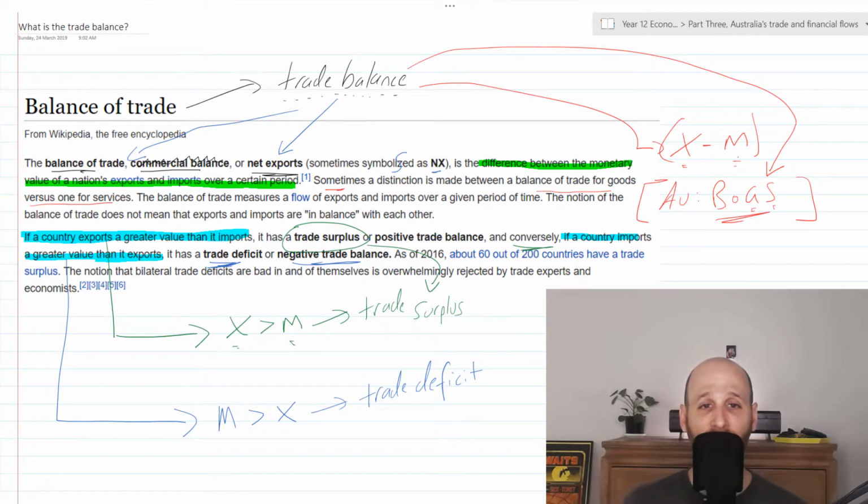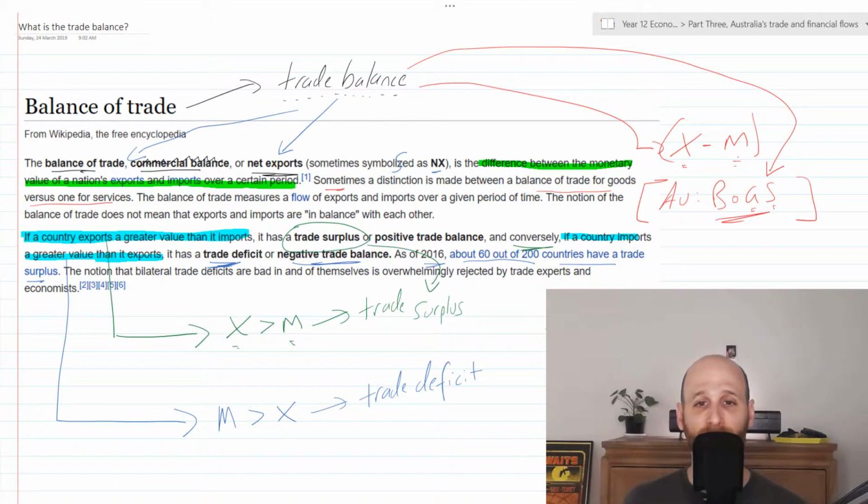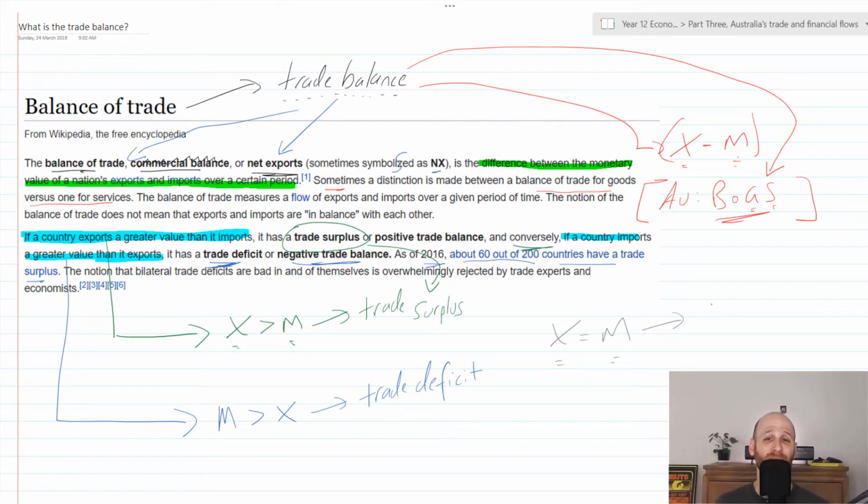As of 2016, about 60 out of 200 countries have a trade surplus. So you can see the majority is having a trade deficit, not necessarily a bad thing, and we can talk about that another time. All right, final thing to think about, and let's change the pen color. If we've got a situation where exports equal imports, right? So we're not exceeding, we're not in deficit. So basically our trade balance is in balance, right? Our trade balance is in balance.